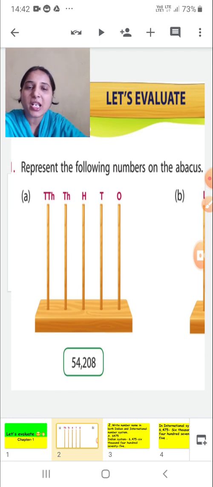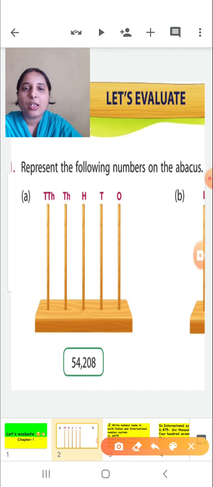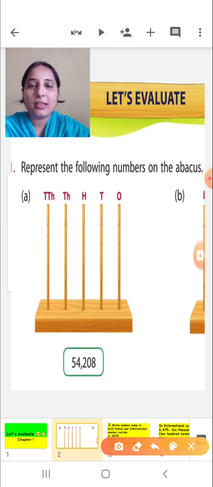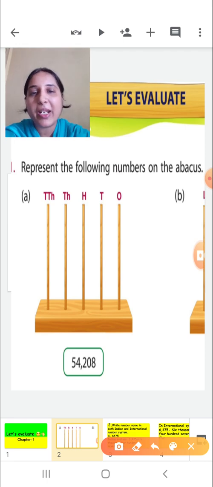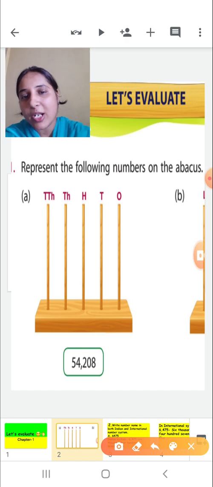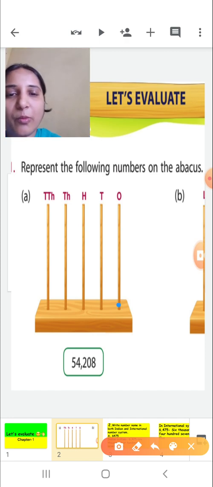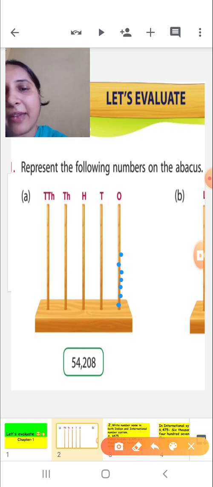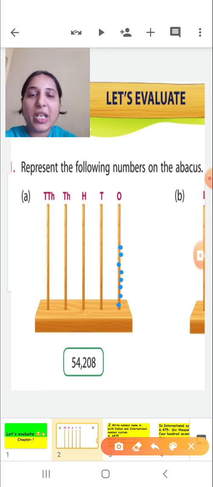The number is 54,208. You can see what digit is there at the ones place. It is 8. So how many beads are we going to draw at the ones place? 8 beads. So let's draw it. 1, 2, 3, 4, 5, 6, 7, 8. How many beads do we have to draw at the tens place? 0. So we will not draw any bead at the tens place.